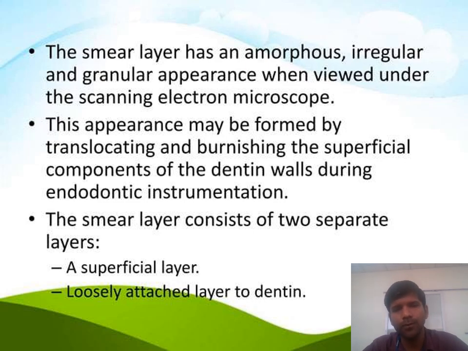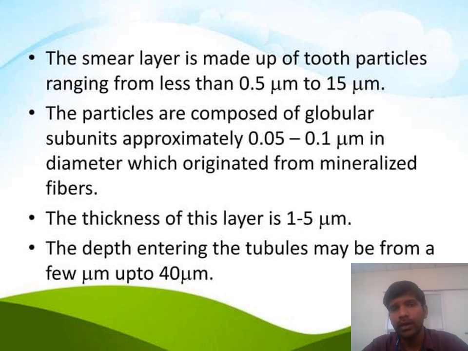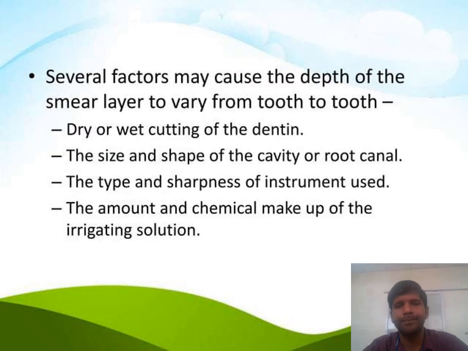The smear layer consists of two separate layers, a superficial layer and a loosely attached layer to the dentin. The smear layer is made up of tooth particles ranging from less than 0.5 micrometer to 15 micrometer. The particles are composed of globular subunits approximately 0.05 to 0.1 micrometer in diameter, which originated from mineralized fibers. The thickness of this layer is 1 to 5 micrometer. The depth entering the tubules may be from a few micrometer up to 40 micrometer.